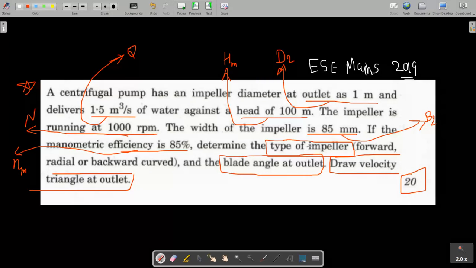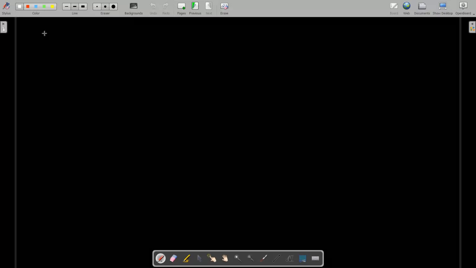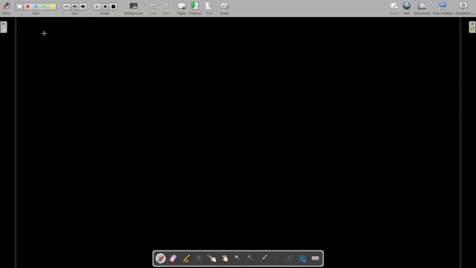So these are the three questions. The velocity triangle and blade angle you can only find after you know the type of impeller. So how to determine which type of impeller from the given data? I am assuming that you know all the notations, since for the last 2 weeks I have been posting the hydraulic machines videos. You should be clear about the notation like v1, v2, Vw2, the whirl velocity and the runner velocity, where suffix 1 is for inlet and suffix 2 for outlet. So I am not repeating again.